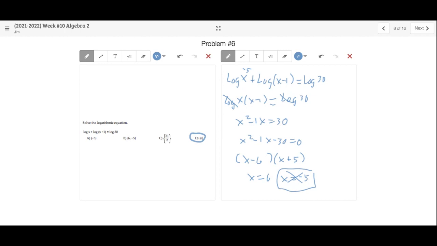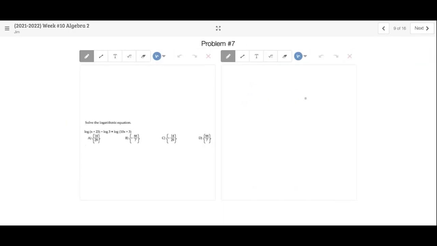All right. Problem number 7. Let's take a look at it. Number 7, it says solve the logarithmic equation. So I'm going to let you guys work on this one for a little bit. I'm going to just write it out. Log of (x plus 23) minus log of 3 is equal to log of (10x plus 3). So I'm going to let you guys work a little bit.